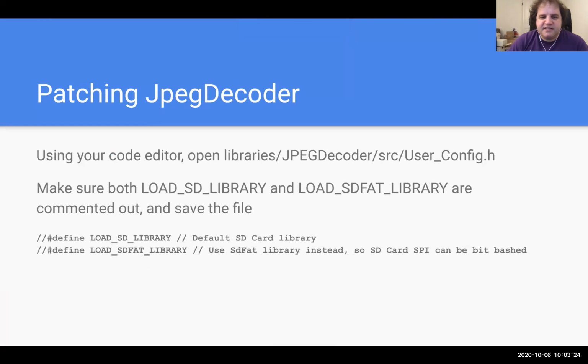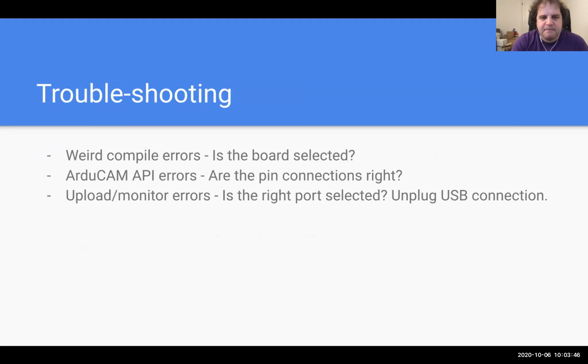The reason for this is that by default, Jpeg Decoder assumes that you're going to be saving out to an SD card of some form, and that means a dependency on some kind of SD card library. Because we're not going to be saving this out, we're just going to be passing it to machine learning, we don't want to include that dependency.